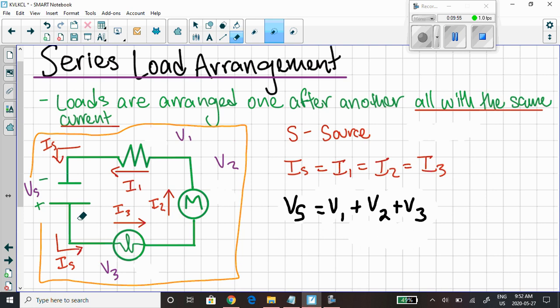So we write that as an equation right here. The voltage at the source, S is for source, is equal to the voltage drop at the first load plus the voltage drop at the second load plus the voltage drop at the third load. So that is series load arrangement.